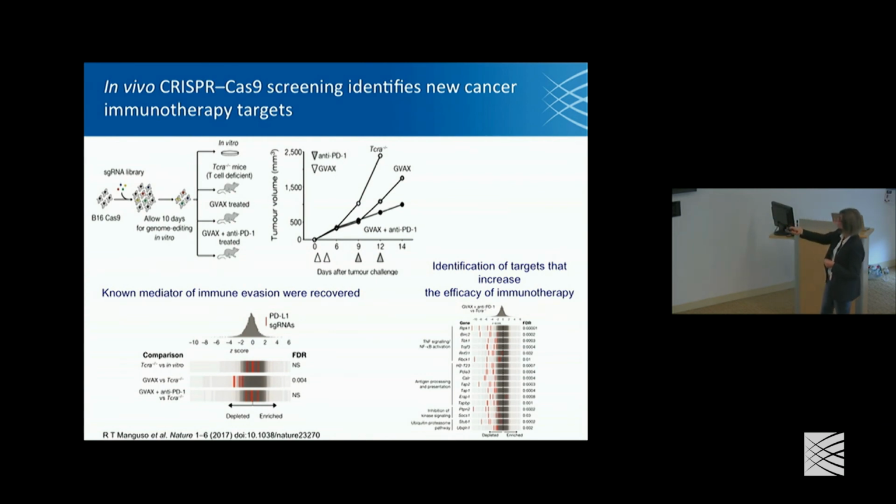And this is the volume of the tumor. So the tumor grows very nicely in the T cell deficient mice. They are smaller when treated with GVAX, and decrease in volume again when treated with the combination. And they collected the tumor here for DNA sequencing.